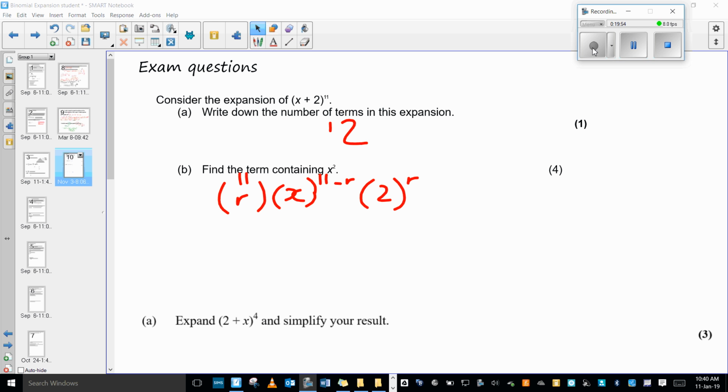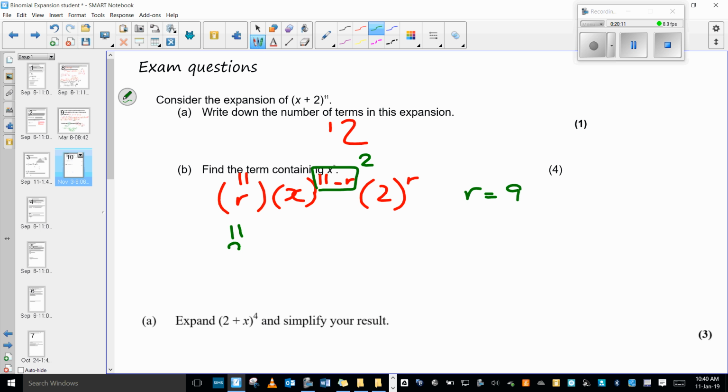I want a general consensus. 9, yes, are you happy with that? The reason is that we need this bit to be a 2, and so that means that r has to be 9. So we're now looking for the term 11 choose 9, and x to the power of 9 to... That's not 9, it's 2, isn't it? 2 to the power of 9.